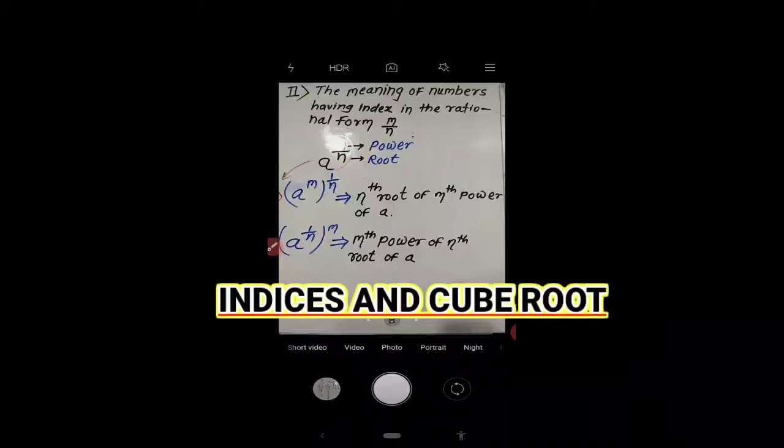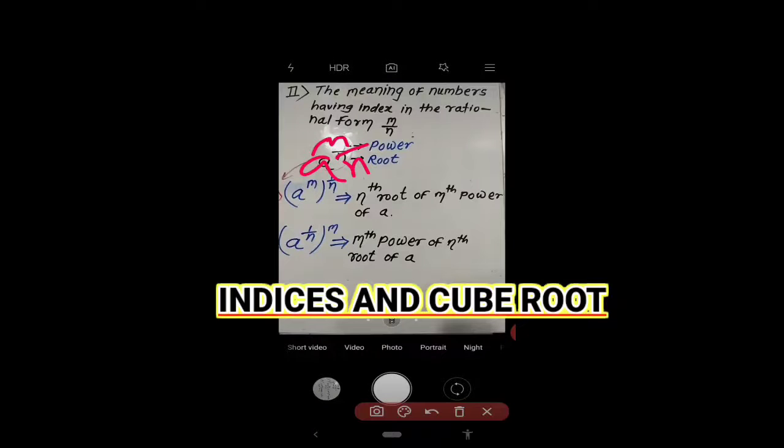Students, in the last practice set we had studied the index in the form of 1 upon n. Now in this video we are going to study the index of a number in the form of m upon n. This is a and its index is m upon n, where m upon n is known as a rational number.